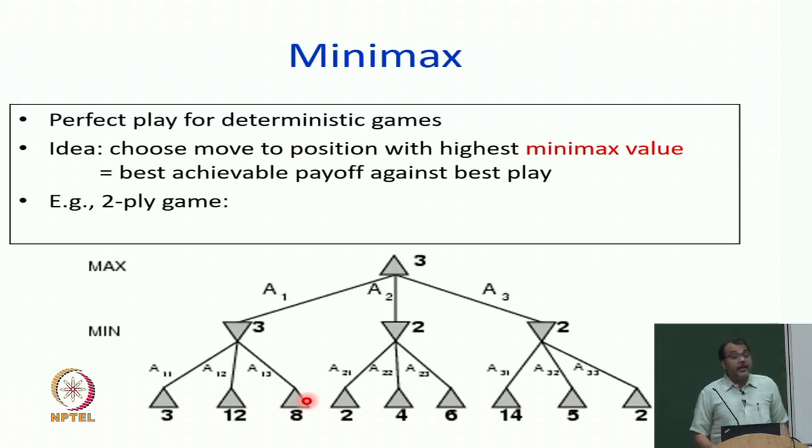Why should I do A1? Because I know that I can force my opponent to a move which gives me 3 as my final utility, as opposed to taking A2 or A3, in which case I can only force my opponent to give me 2, if they are playing smartly, and so I will take the one that maximizes my utility function.